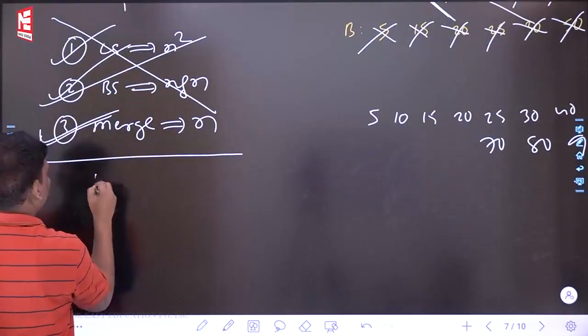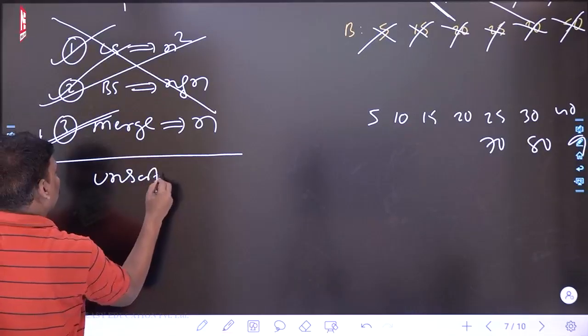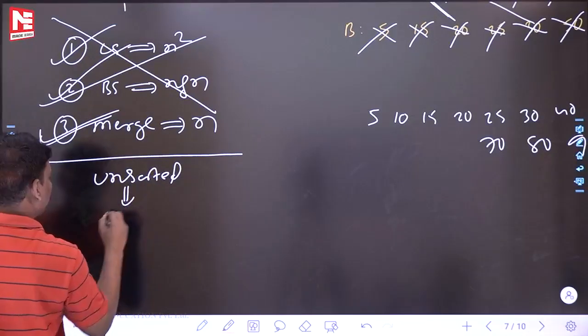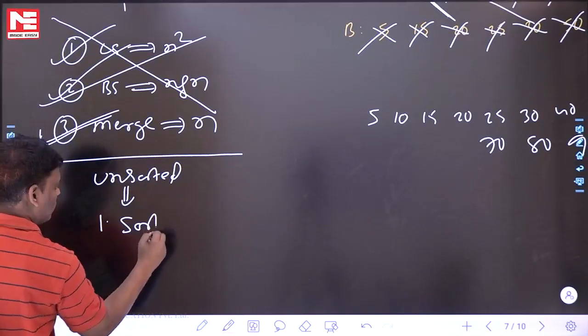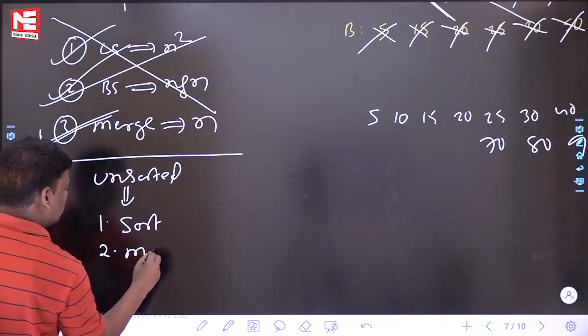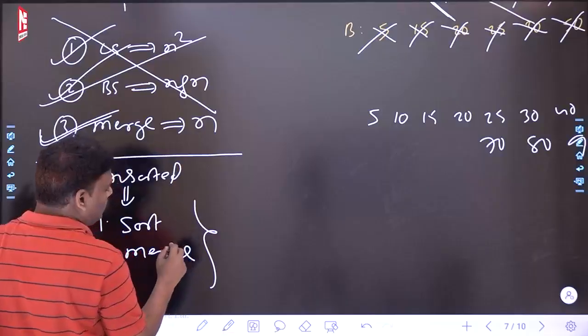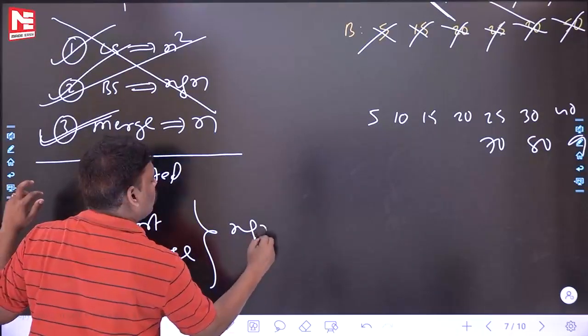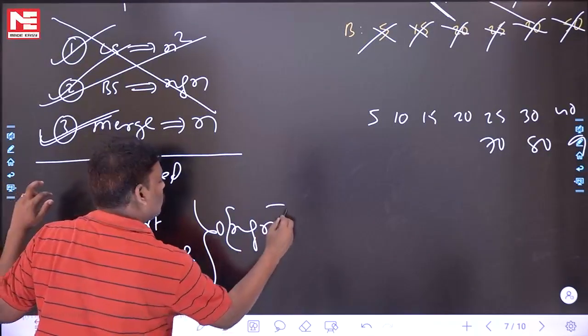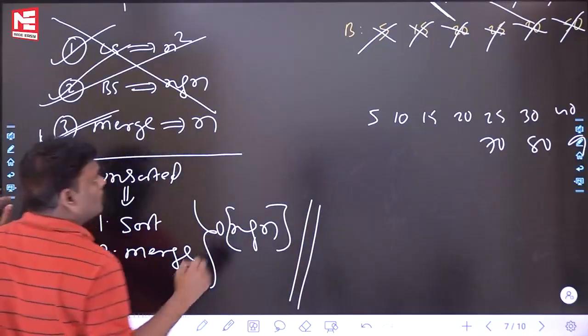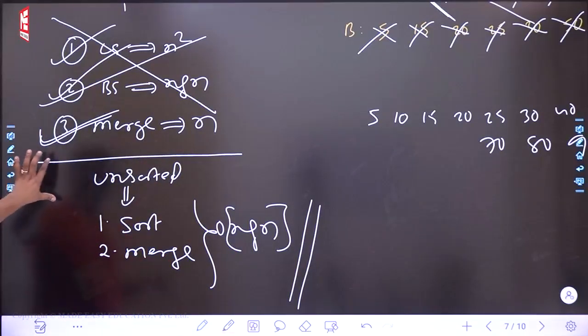Same story for unsorted. For unsorted, what is the first step? Sort. What is the second step? Merge. Finally, the answer is going to be sorting n log n, merging n, so n log n. Intersection also same story, union also same story.